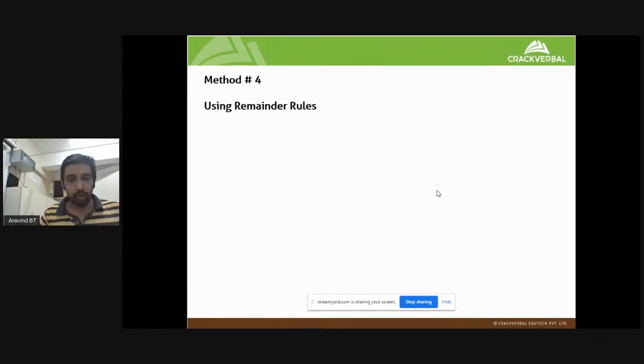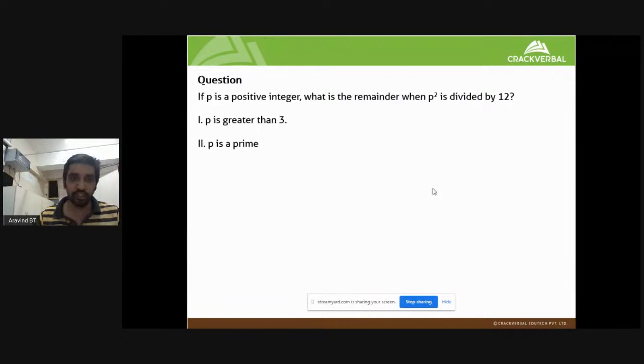Okay? So what is my fourth penultimate method? Clearly using the remainder rules. Using the remainder rules can give you a distinct advantage when it comes to solving questions that are expressions that are larger, right? Expressions that are big. Remainder rules will help you break it down into smaller parts. So let's look at a couple of questions now.